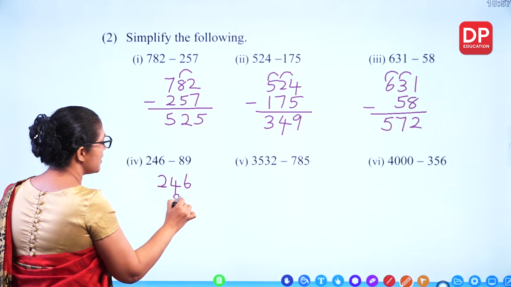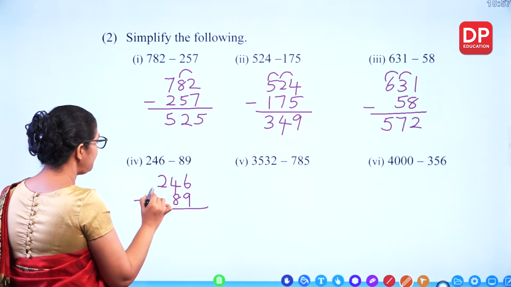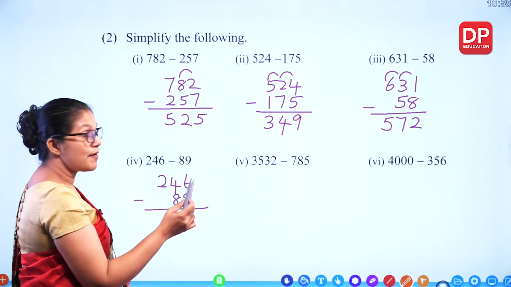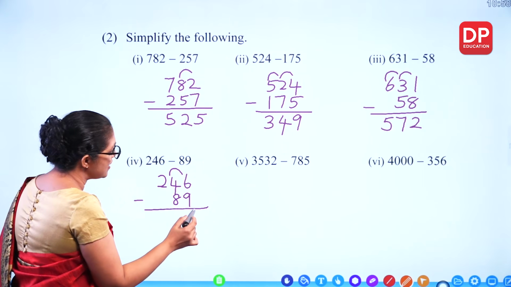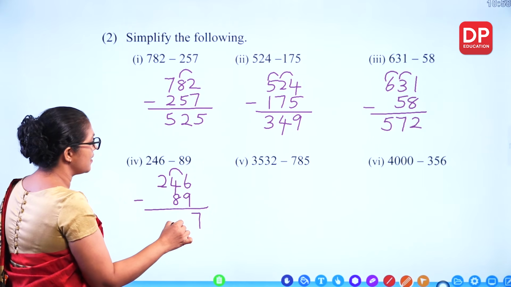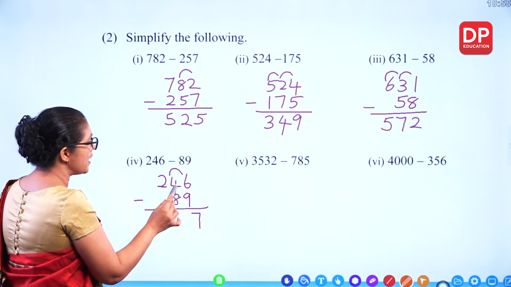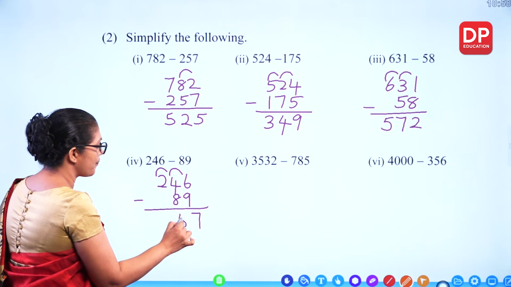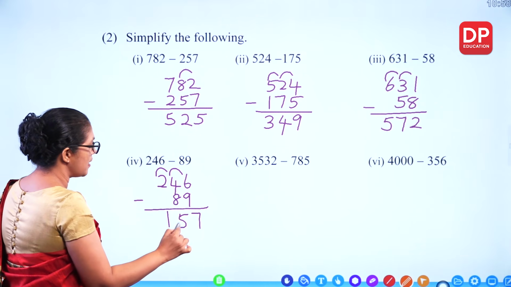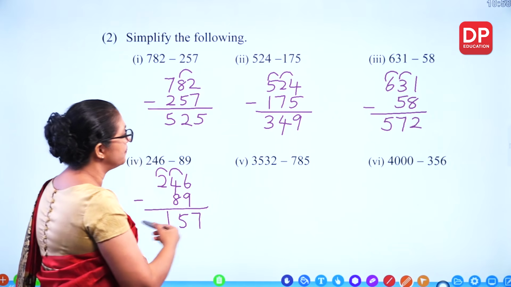246 minus 89. Can you subtract 9 from 6? You can't. So you take 1. 16 minus 9, that's 7. So this becomes 3. 13 minus 8, that's 5. And this becomes 1.